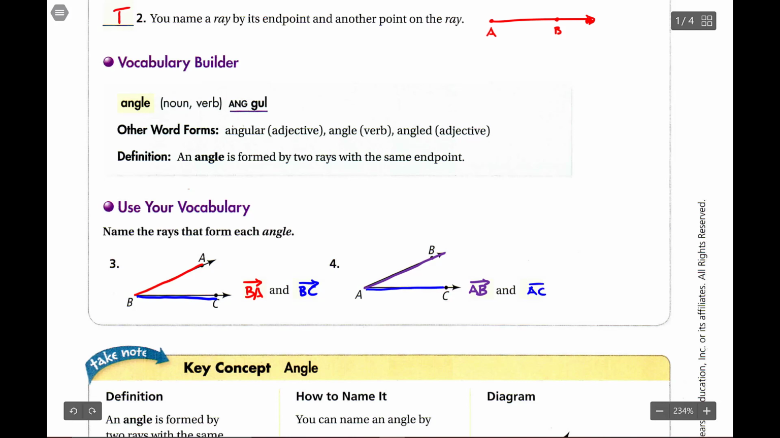Now, I do want to make sure that you are being cautious about your naming conventions and your notation. If it's a ray, it has to have that arrow pointing to the right above the letters. If it's a line, it will have arrows on both ends. If it's a segment, it'll just be a straight line with no arrows on it. And especially with rays, make sure your endpoint is the first letter listed.